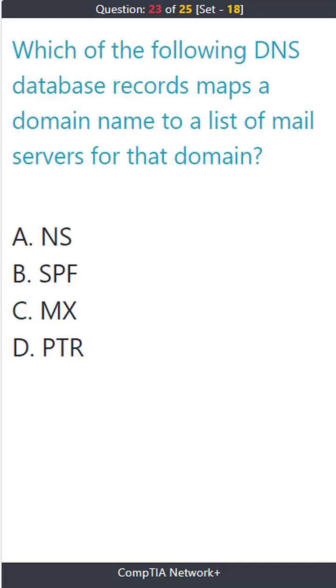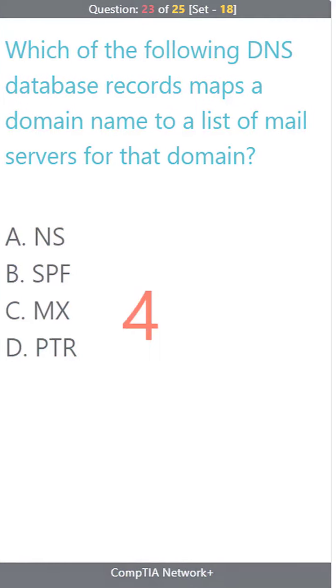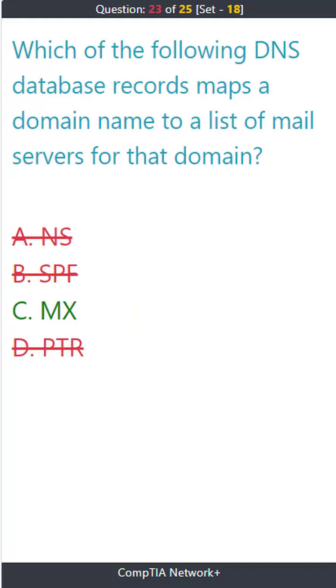Question 23. Which of the following DNS database records maps a domain name to a list of mail servers for that domain? A. NS. B. SPF. C. MX. D. PTR. The correct answer is C. MX.